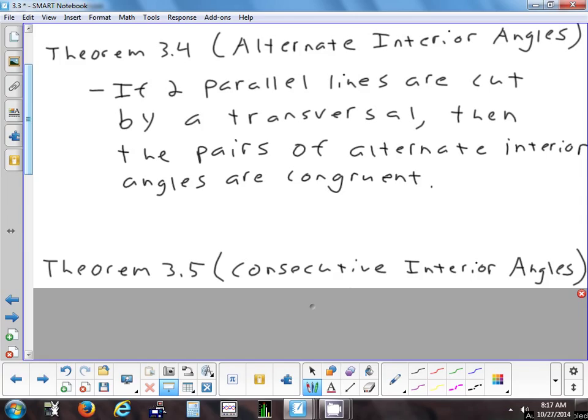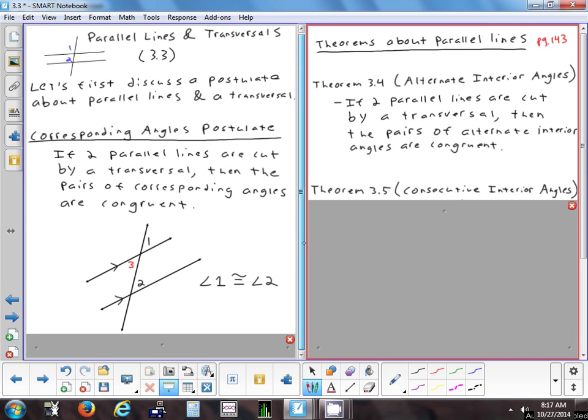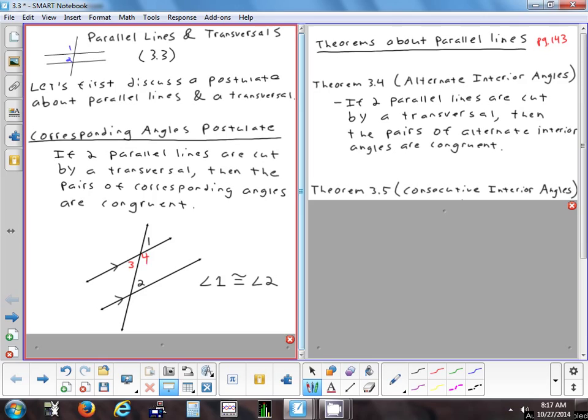Okay, the next theorem, theorem 3.5. This one has to do with the consecutive interior angles. Okay, let's go back and look at the diagram I had. Let's see if we can compare the consecutive interior angles and see if we notice anything. Okay, consecutive interior angles would be like 2 and 4 in that picture.